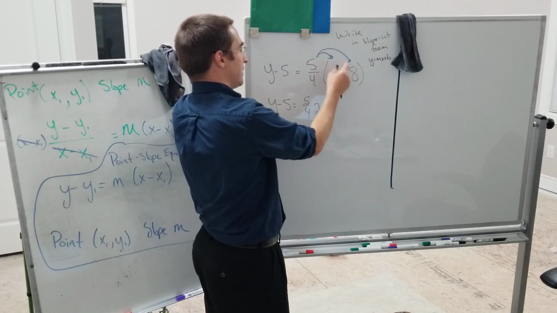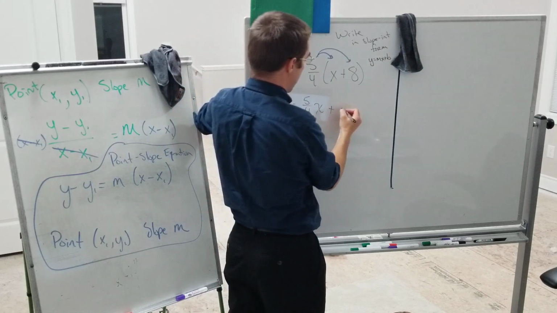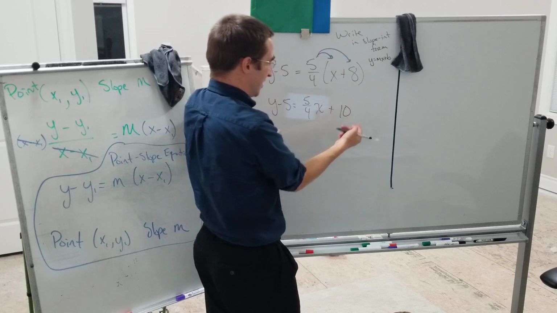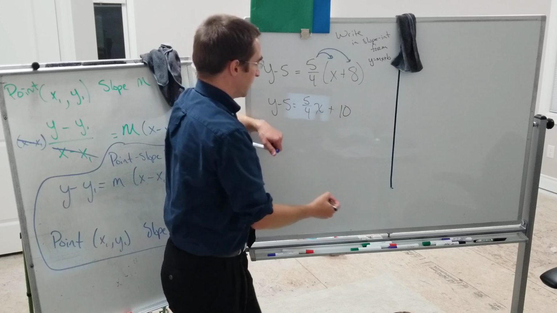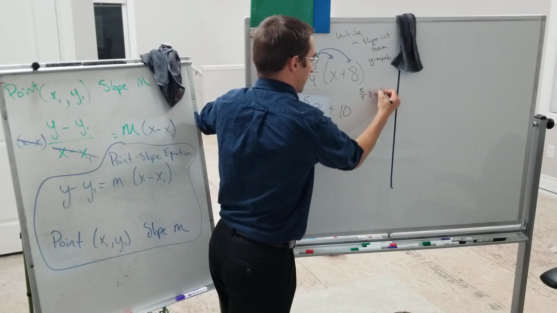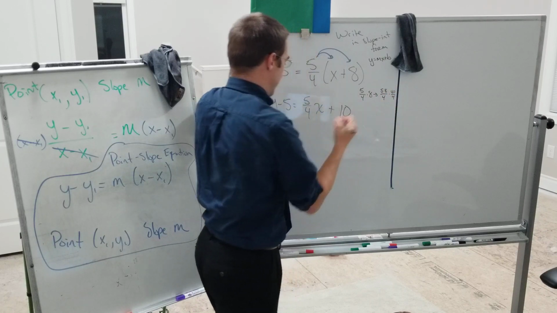So 8 times 5 is 40, and 40 divided by 4 is 10. I could also go 8 divided by 4 is 2, and 2 times 5 is 10. We get 10 either way. So I have 5/4 x plus 10. When I distribute that, 5/4 times 8 is 5 times 8 over 4, which is 40 over 4. That's where that 10 comes from.